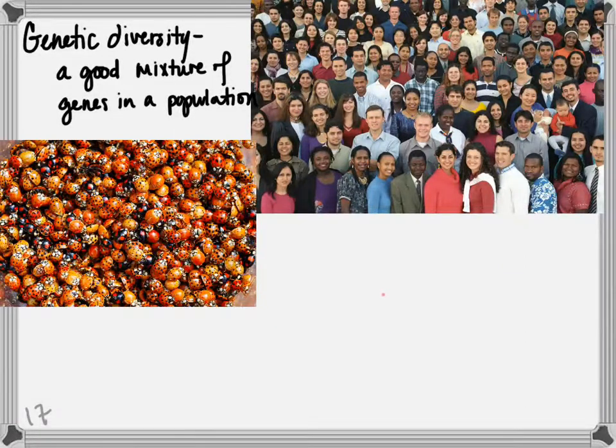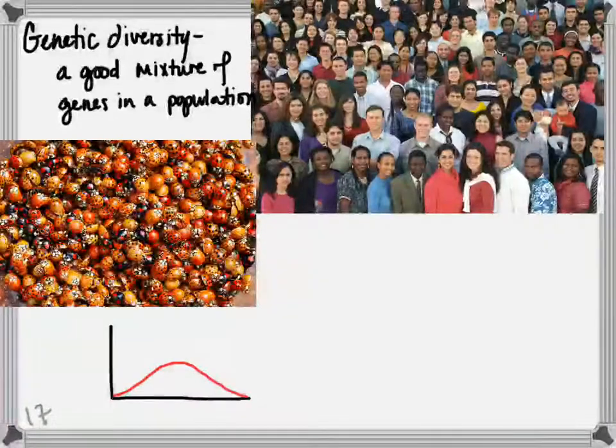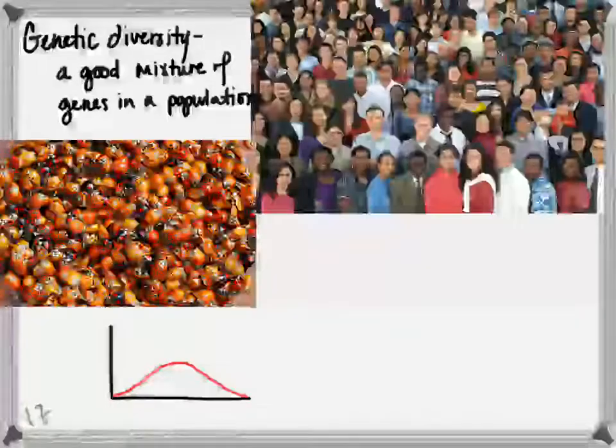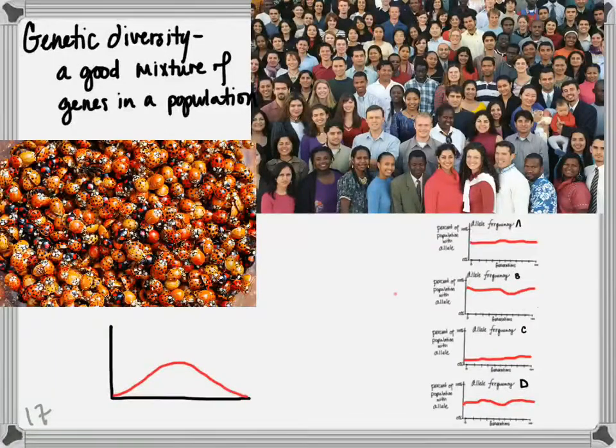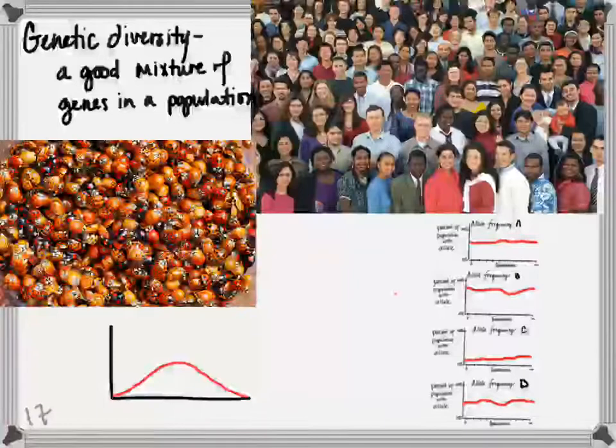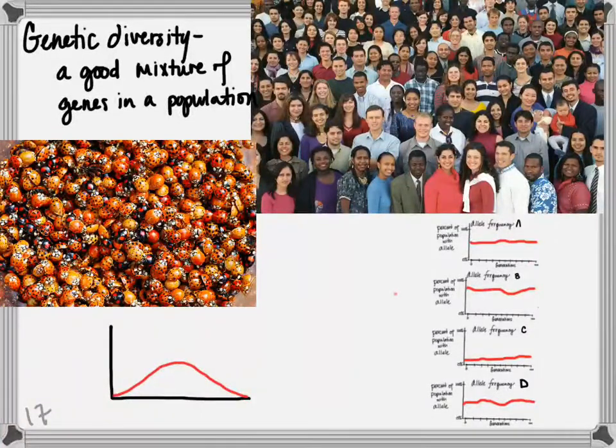In populations with high levels of genetic diversity, we see nice wide normal distributions for a whole lot of traits. We also see widely varying allele frequency. Not everyone is carrying the same genes. Not everyone has the same versions of a trait. We see a population that's adaptable.